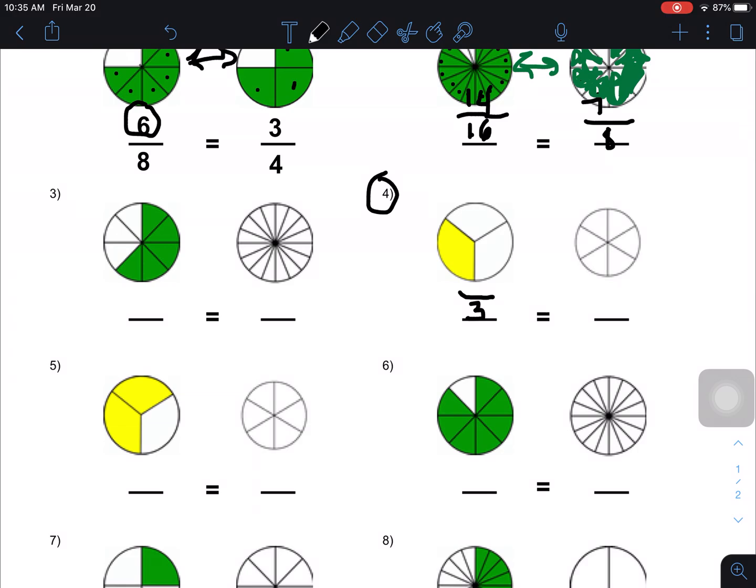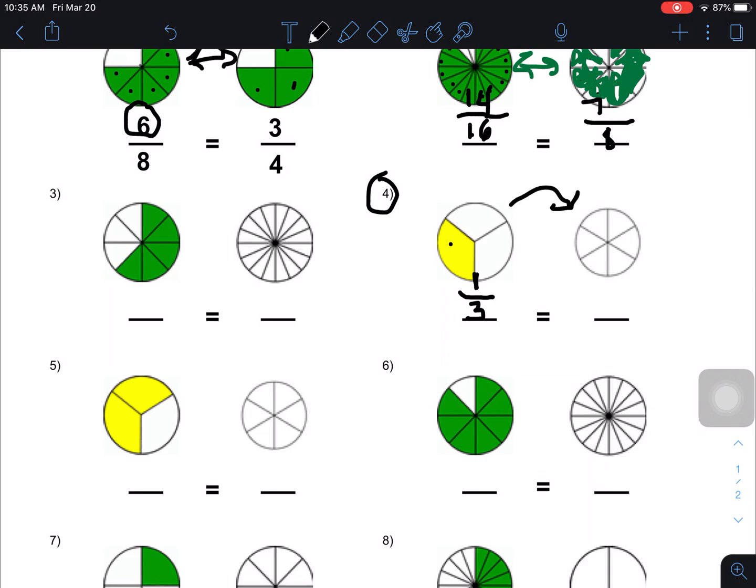Now the numerator is the part that we need to find out. That's the shaded portion right here. So we just have one of those shaded. So our fraction here is 1/3. Now let's jump over here to our next one.